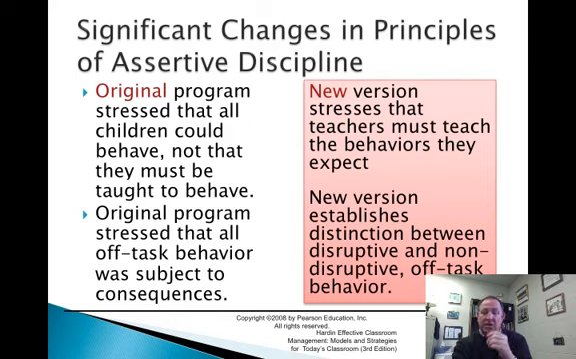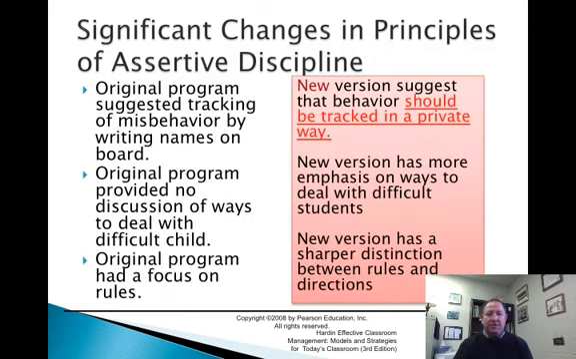And also, he talks about distinctions between disruptive behavior and non-disruptive but off-task behavior. It can be non-disruptive, but they're certainly not paying attention to what you want them on. So you want them on task while they're doing theirs in there. Second thing, track it in a private way, as I said before.